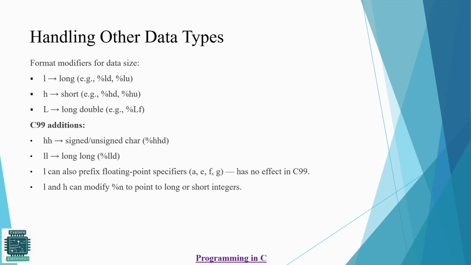Handling other data types. Format modifiers for data types, data size, long. Here examples are %lu and %ld, and h for short, L for long double. Okay, in the C99 version, an addition: hh adds other data sizes, that is hh for signed and unsigned char, and ll for long long. I can also prefix floating point specifiers with l, and it has no effect in C99. l and h can modify %n to point to long or short integers. This is about handling other data types.